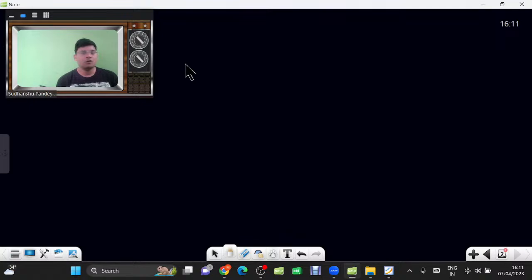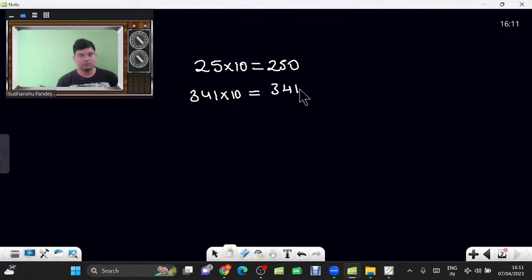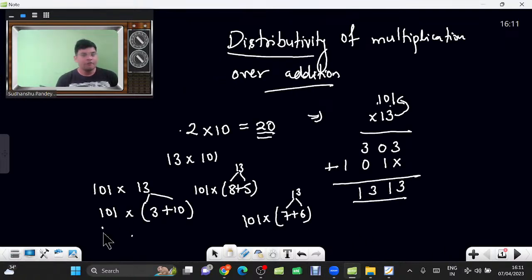Suppose I ask you, what is 25 into 10? Tell me. 250. Wonderful. If I ask you what is 341 into 10? 3410. So what we are actually doing is just adding 0 at the last digit. Right? So it is easy to multiply a number by 10. So first we multiply 101 by 3 and then we multiply 101 by 10, and rather than multiplying by 10 we can just add a 0 to it. Understood?